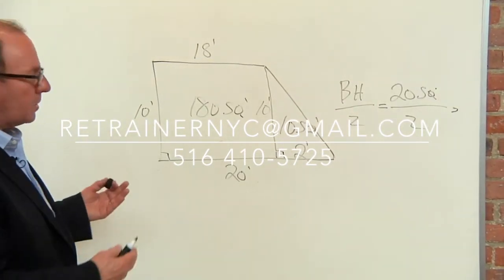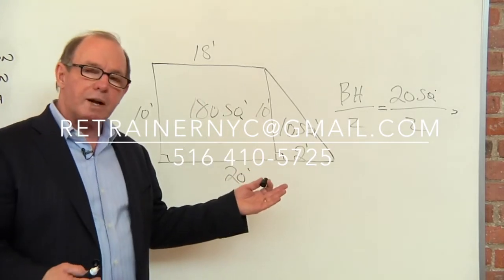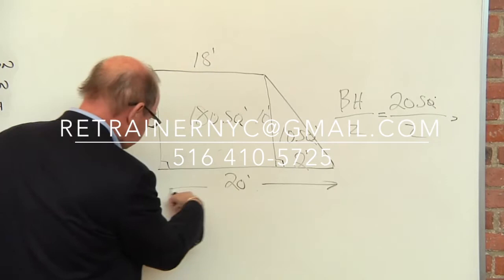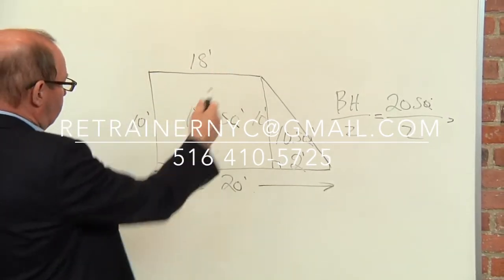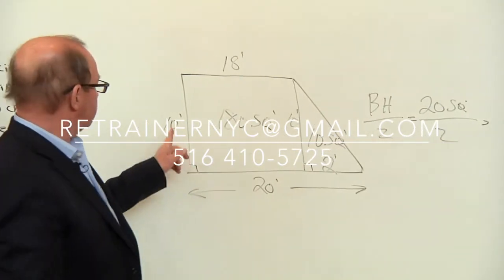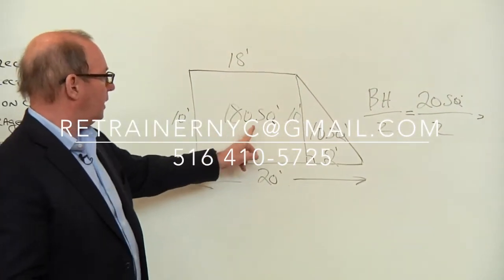Let's go through it again. If you see a shape something like this, you want to divide it up into various shapes, okay? I made up the dimensions. This is 20 feet here. This is 10. We've got 18 feet across there. So do the simple one first. Just do the rectangle. 10 times 18 is 180 square feet.